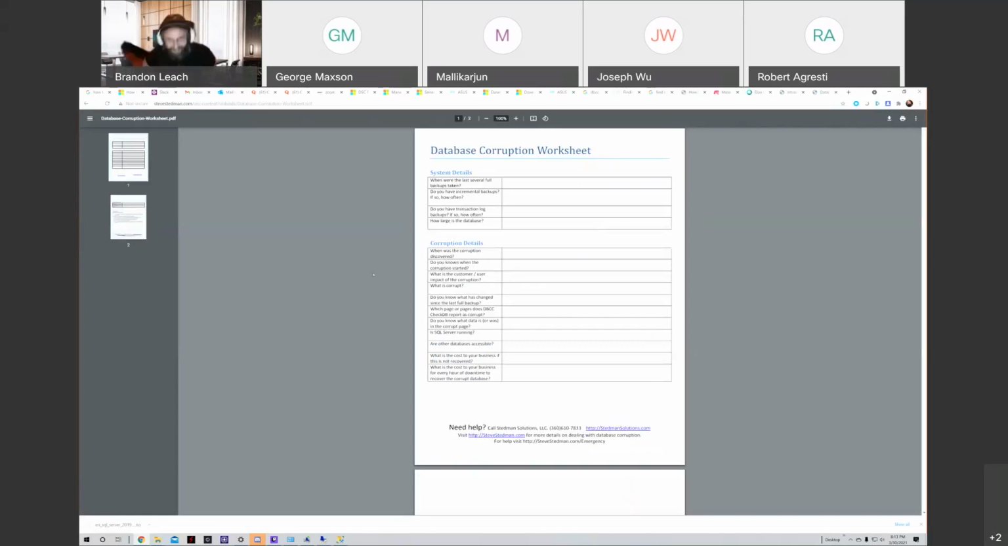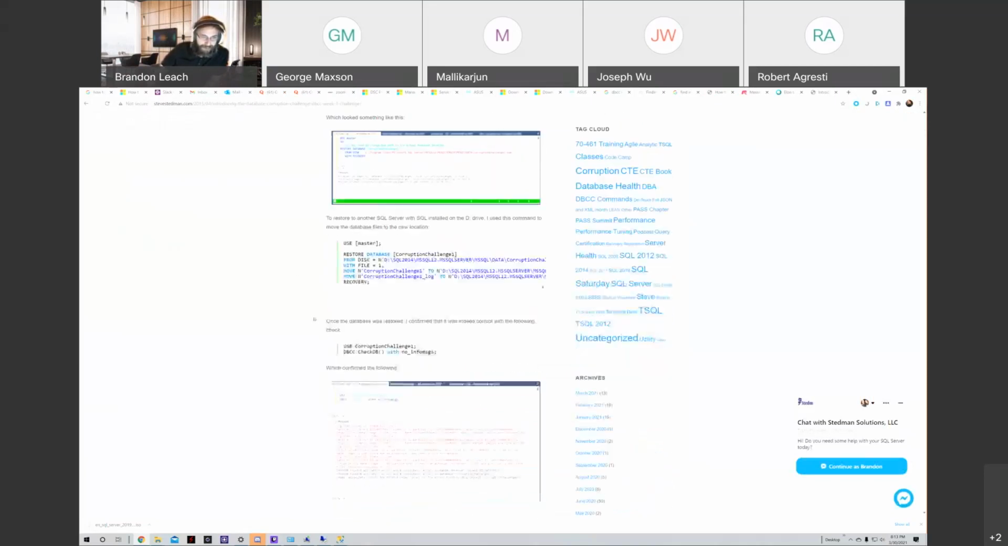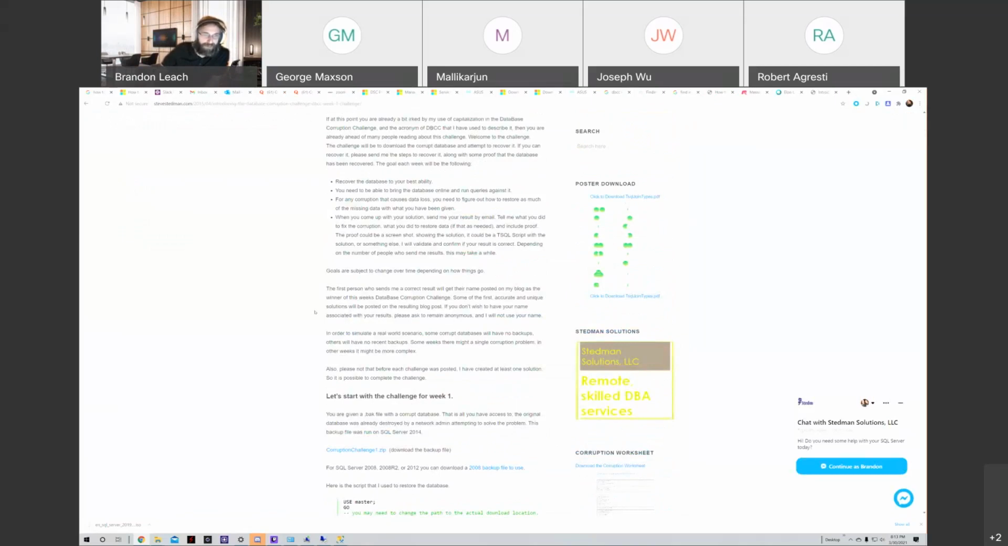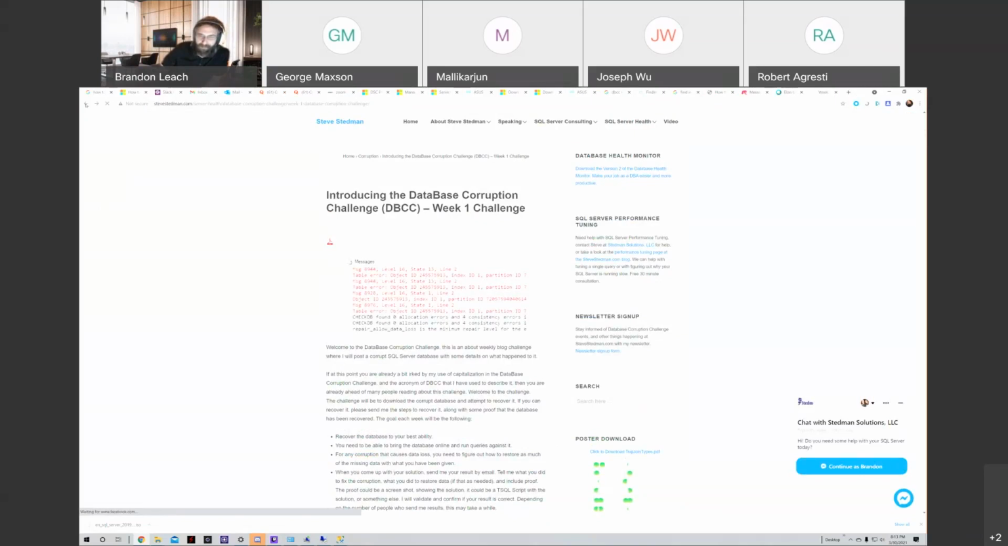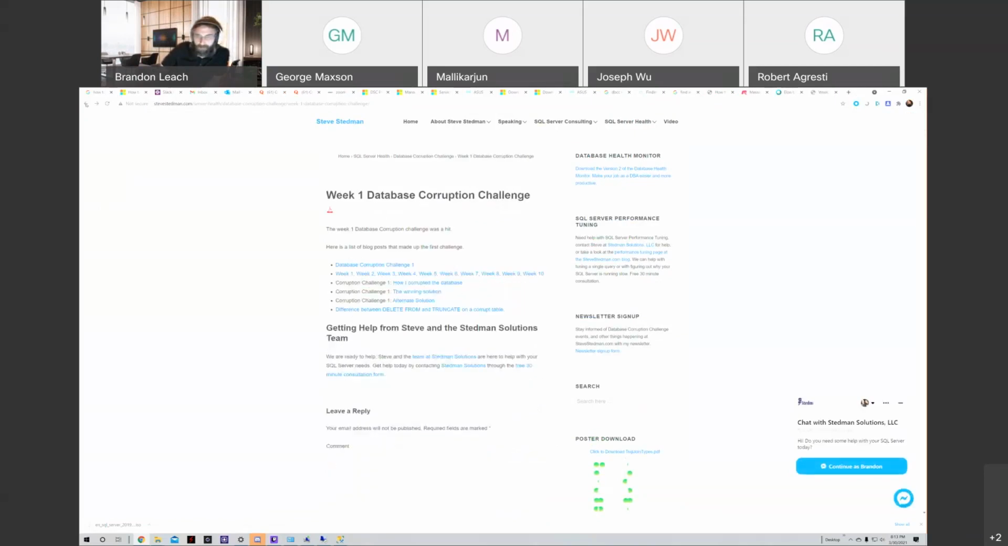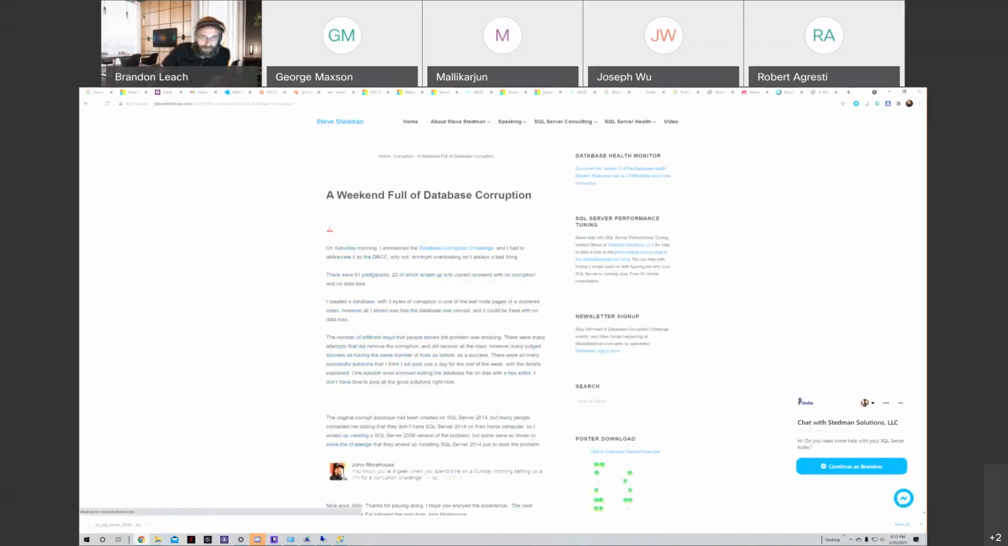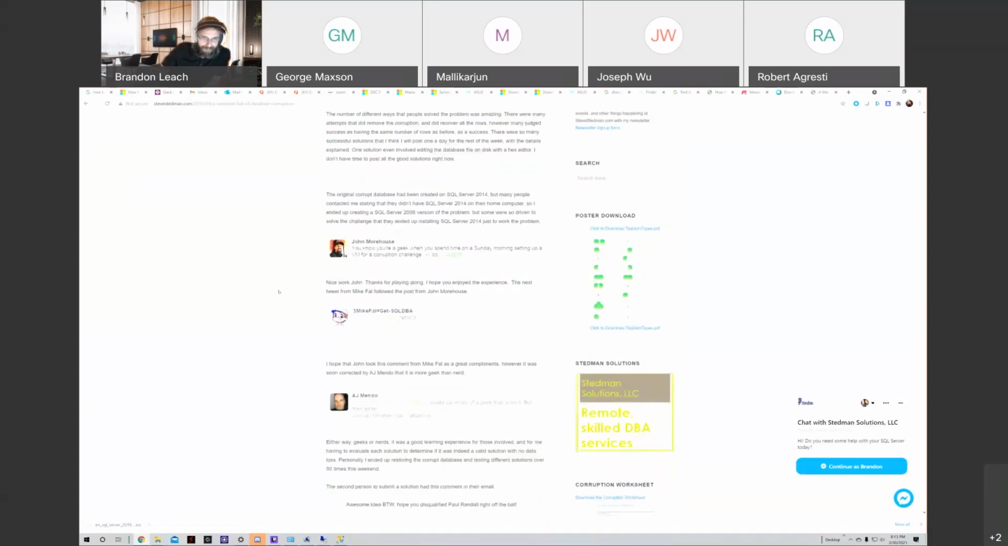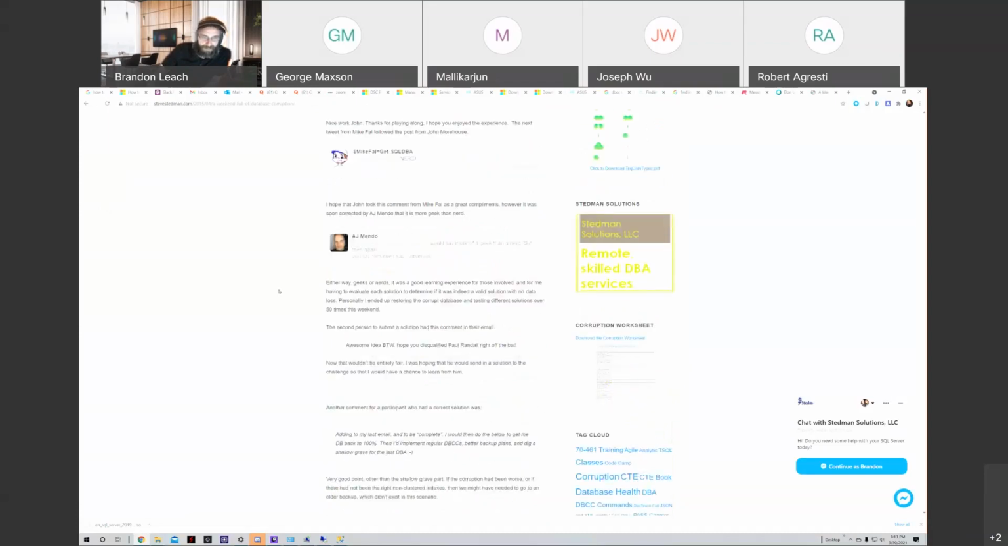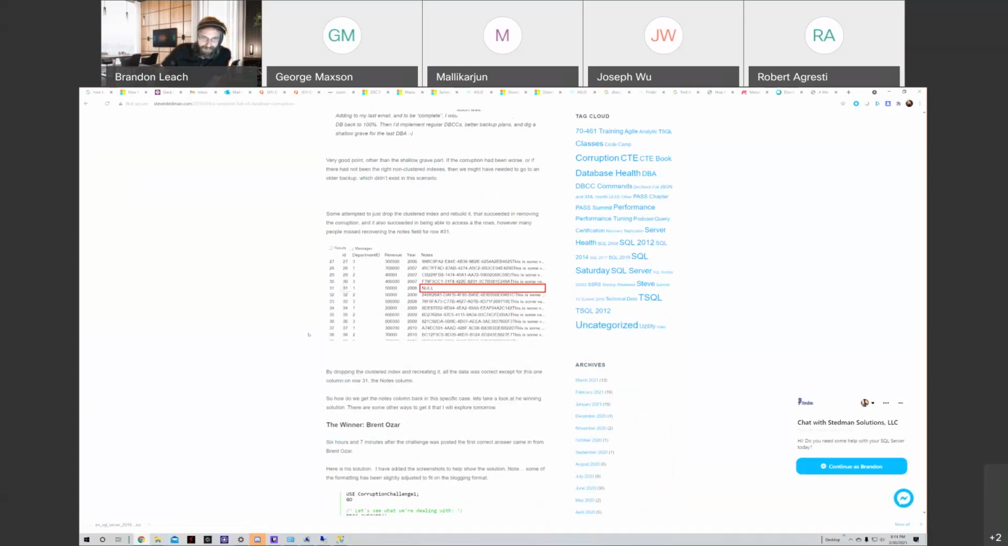I encourage you to download this sheet and work off of it if you have a corruption incident. I have something similar that I work off of, but you can browse through each of these and look for the solution. For example, we will look at the solution for the first one. You will find the details here. Notice everyone's doing this in a VM, so please do so. All right, that is all I have.